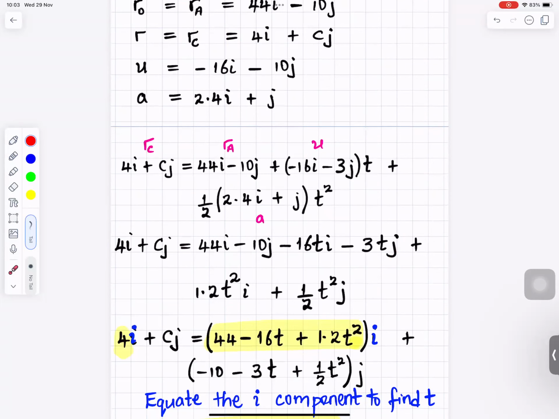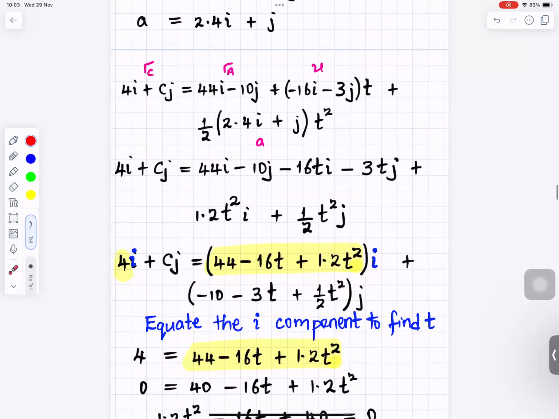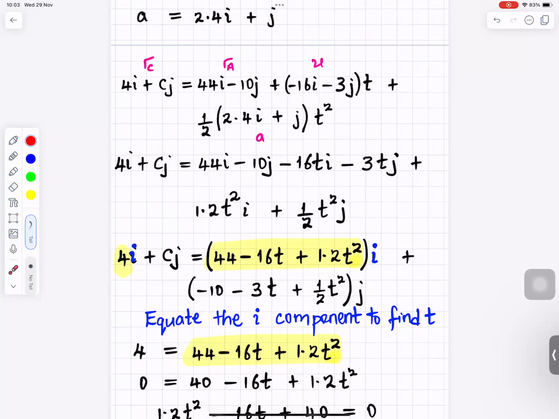Now we put all the ones with i together. Very important: all the components with i together. So the 44 has i in it. The 16t has i in it. The 1.2t squared has i in it. Put all of them together, and that matches with the 4 there, because that's the i component. And put all the ones with j together. Minus 10 has j, minus 3t has j, and a half t squared has j.